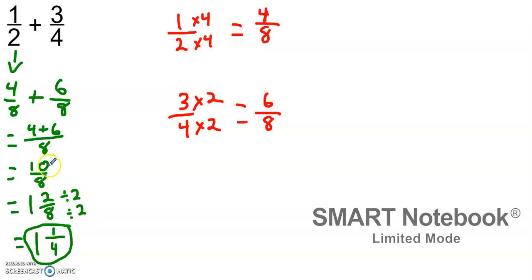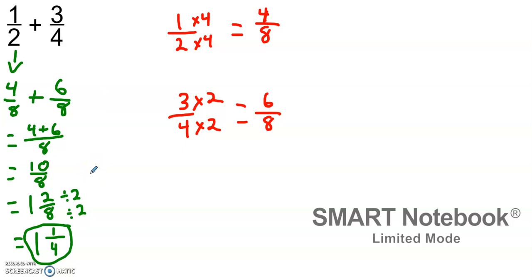I could have divided by 2 here and got 5/4 and then simplified it. I chose not to in this case. There's nothing wrong with that. You would still get the answer of 1 and 1/4. Okay, so the first thing is you find the common denominator, then you add, then you simplify. All right. We don't want to say reduced.